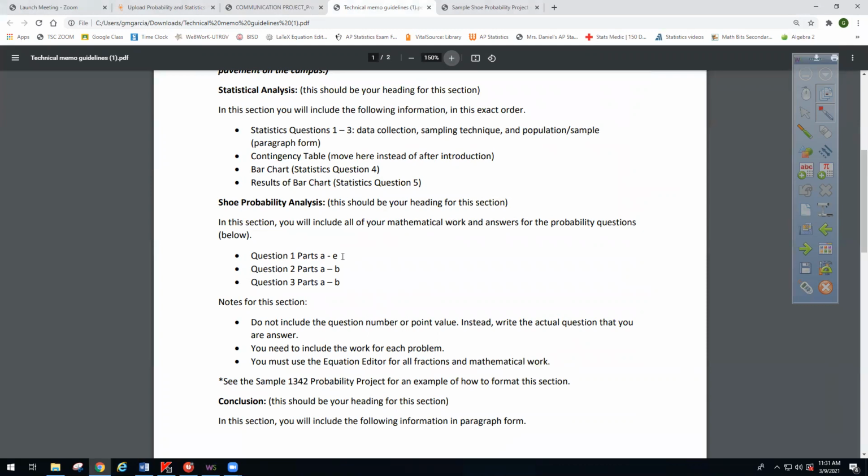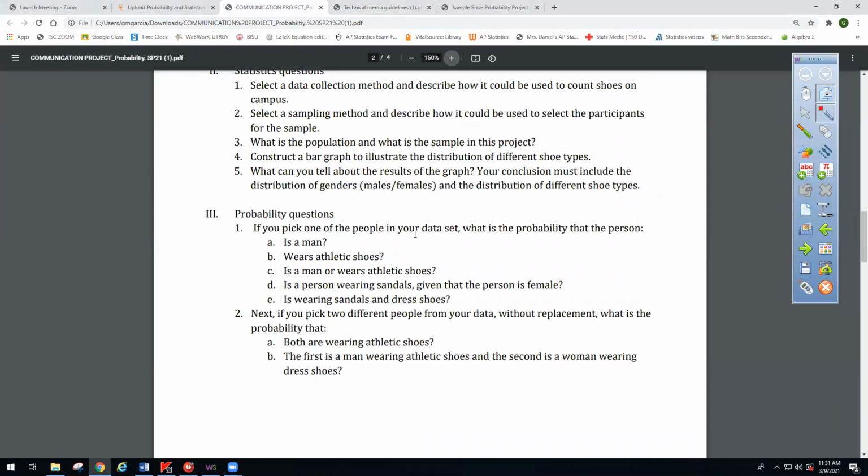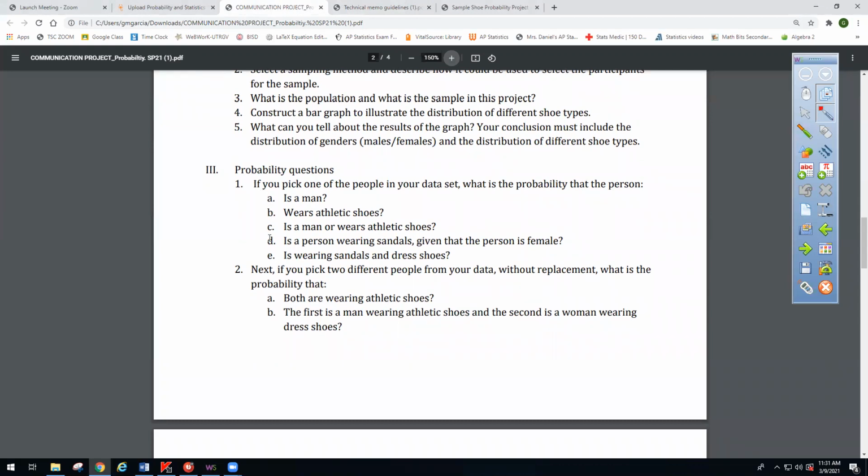Question 1, parts A through E. Question 2, parts A through B. And question 3, parts A through B. Okay, where are those? These are the questions. Question 1, A through E.